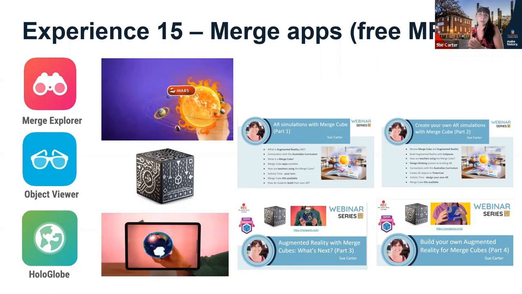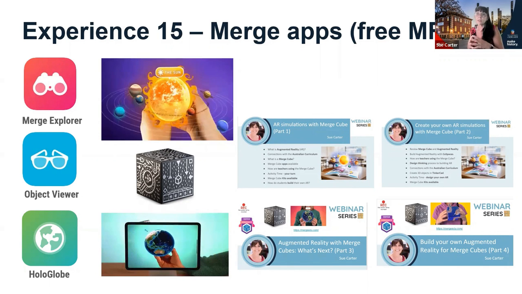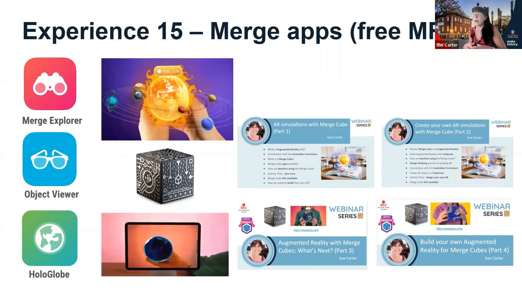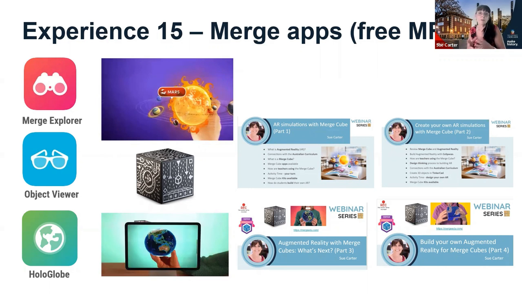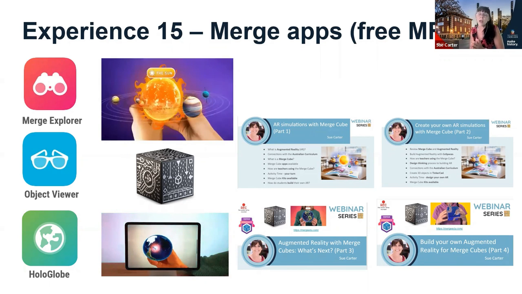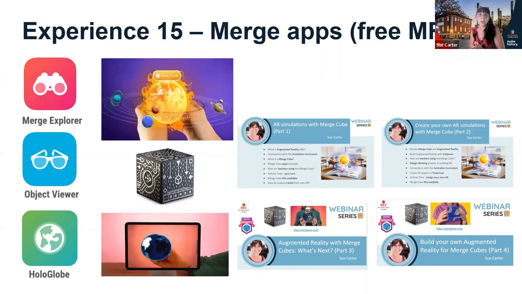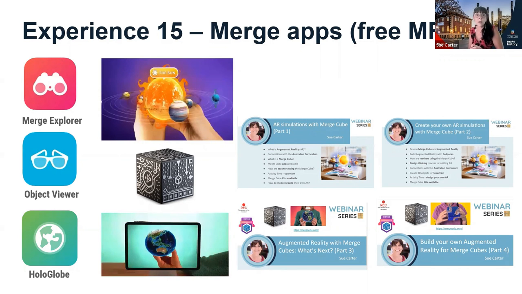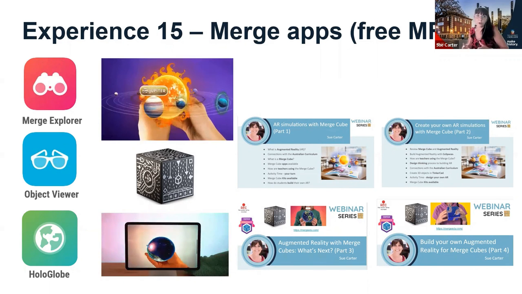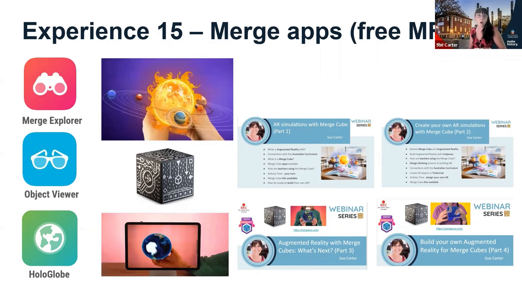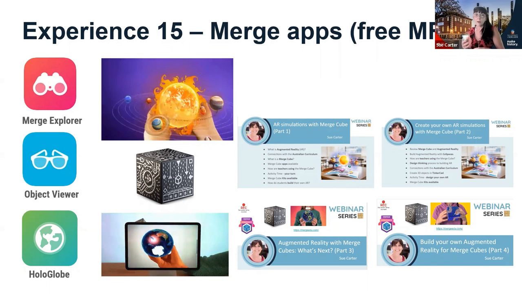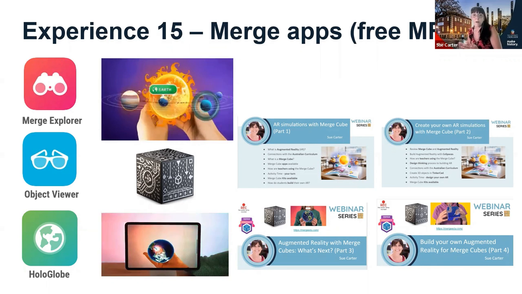So Merge Explorer enables some science simulations, and there are a number of those where students can experience the Earth, the solar system, different parts of the human body, frogs, a whole range of things. And we have this also in our lending library kit. So we encourage people to register and use those. Object Viewer looks at different objects and brings those to life, a bit like a museum. And HoloGlobe is looking at the Earth through NASA satellite imagery, looking at rainfall and temperatures, forests, and so forth.